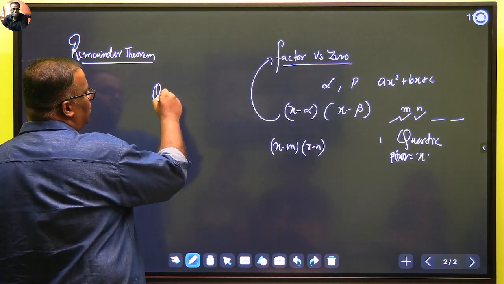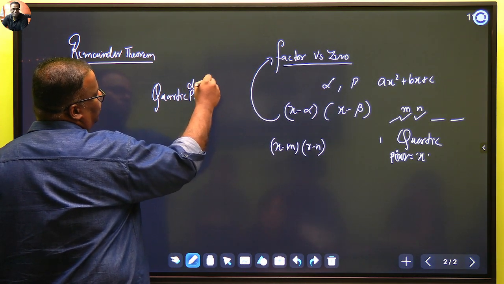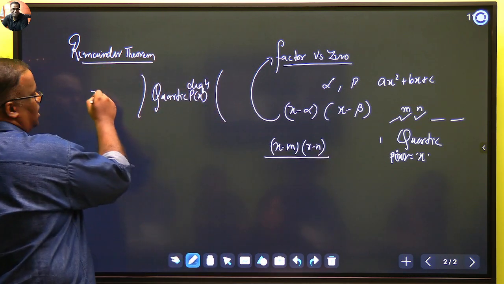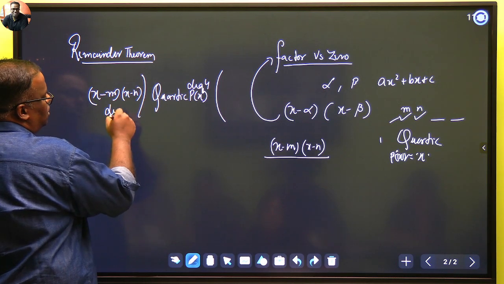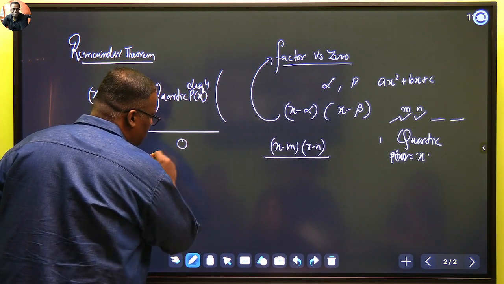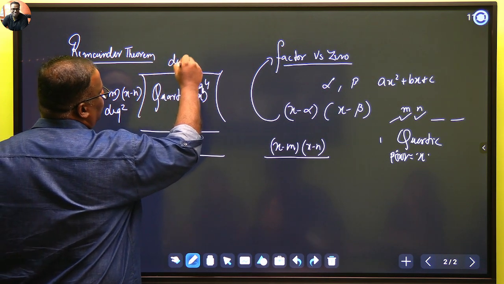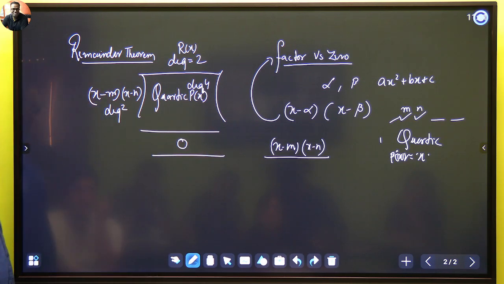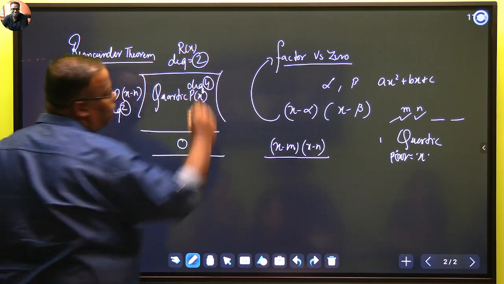So I have a quartic polynomial. That means the degree is how much, beta? 4. And I divide it with its product of factors x minus m into x minus n. Here degree is how much? 2. Do you agree? Since this is a factor, remainder must come 0. And whatever quotient you get, that quotient will be another polynomial, say Rx, whose degree will be 2. Has to be, because 2 plus 2 should be matching 4.